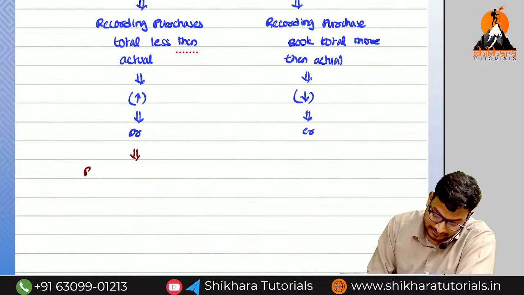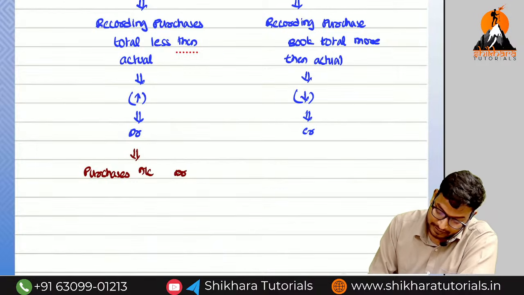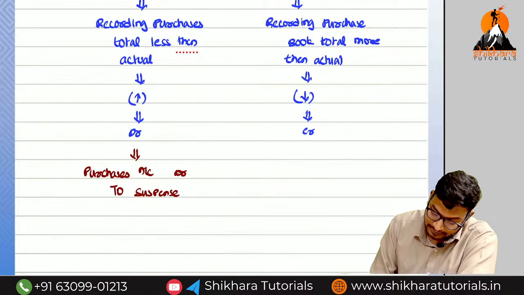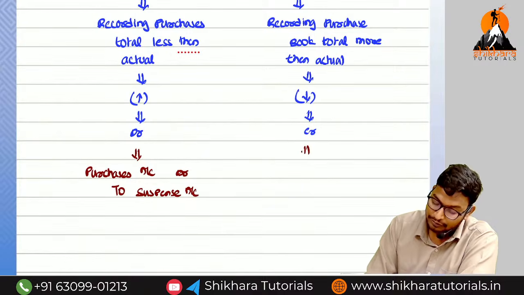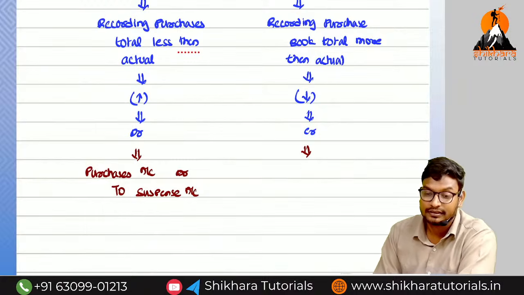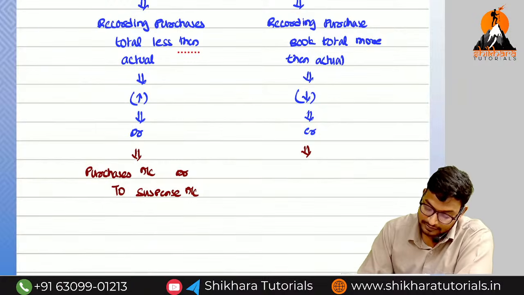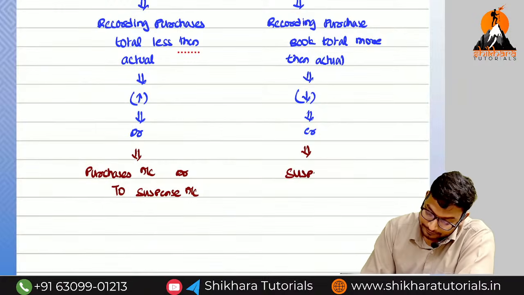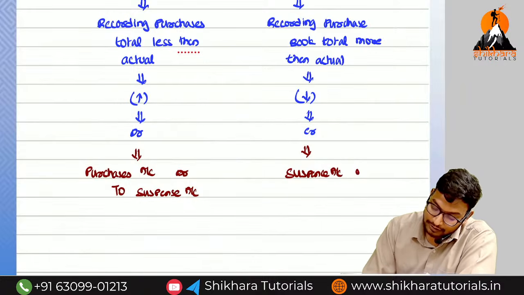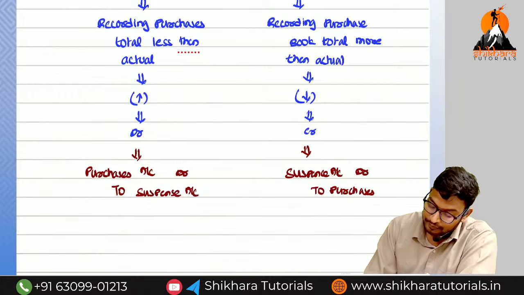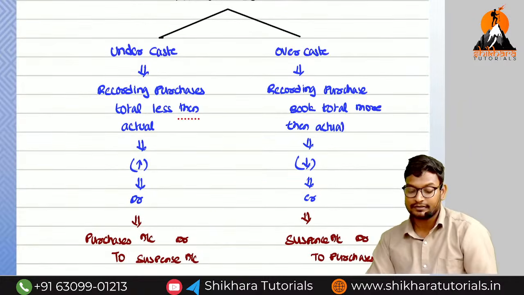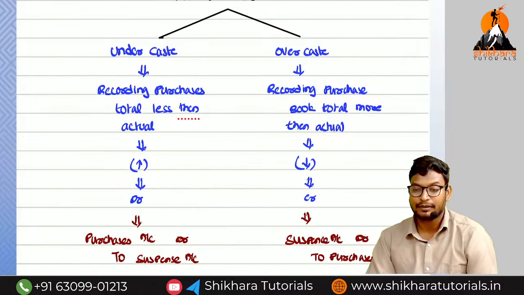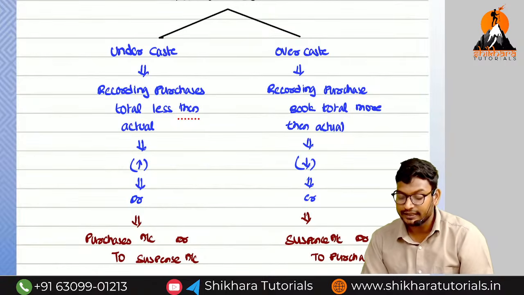So what is the entry we will get here? Purchases account debited to suspense account. For overcast, credit side should be the purchases, then the debit side will be suspense: suspense account debited to purchases account. So these are the casting errors. This is from the purchase point of view. Now we can discuss the sales.